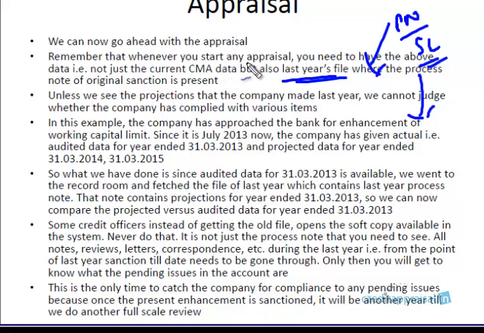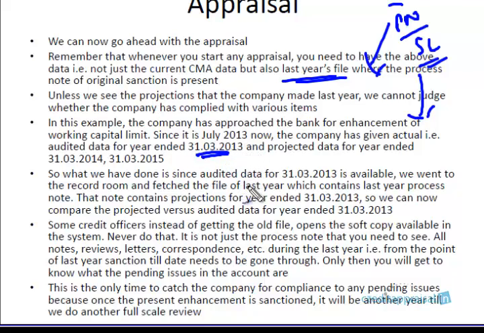Okay, so it's very important to always get to the last year's file and see where the original process note and the sanction letter are, because unless we see the projections, we cannot judge whether the company has complied with the various terms. For this example, we have 2013 actuals. Last time when the term loan was sanctioned, we had the projected data for 2013. Now we have the actuals, so we can compare the actuals and the last year's projections.